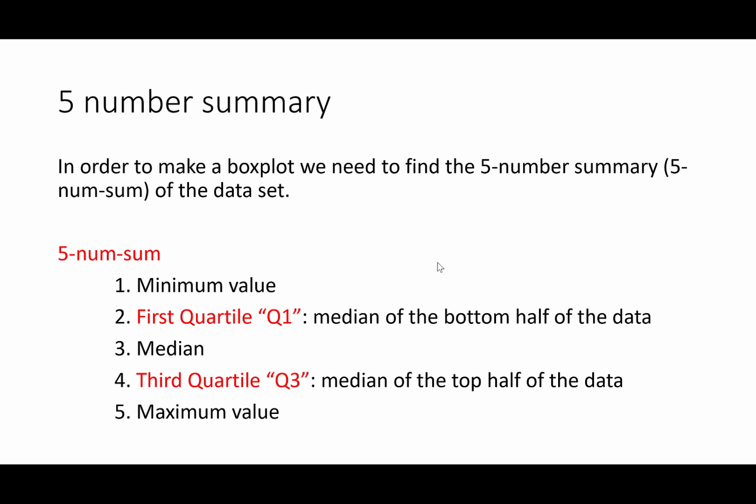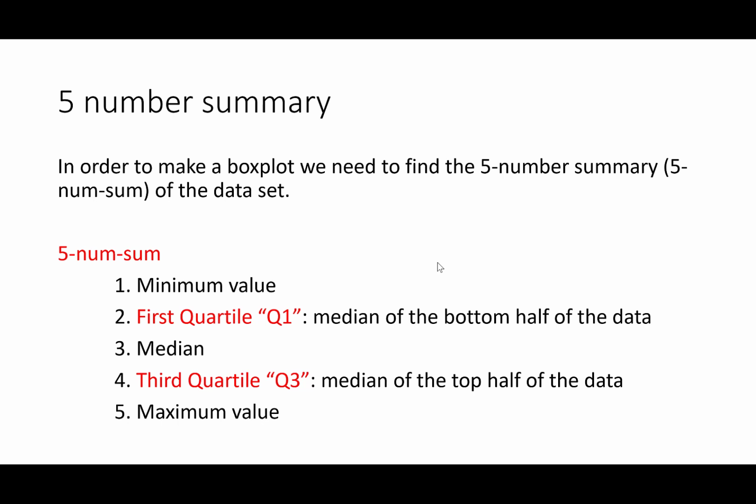To be honest, parts 2, 3, and 4 are all medians. The only difference is, what are you finding the median of? The third part of our 5-num summary is the median of your entire data set. The first quartile, Q1, is the median of the bottom half of your data, and the third quartile, or Q3, is the median of the top half of your data. These 5 numbers are essentially all you need to construct a box plot.